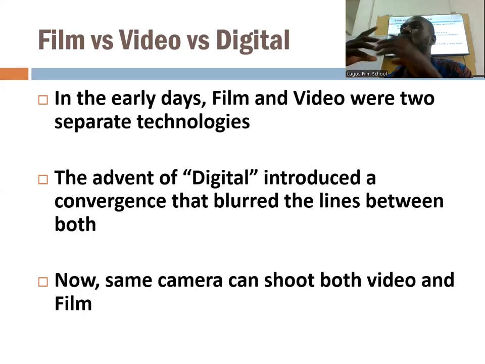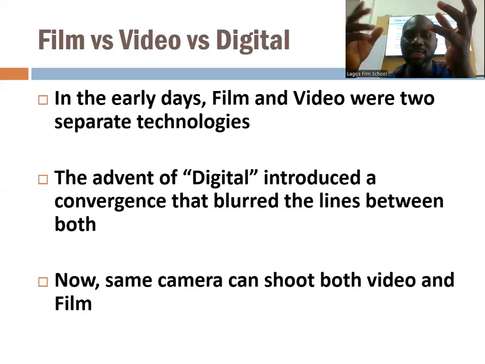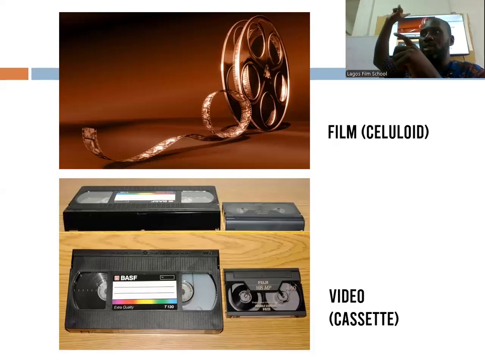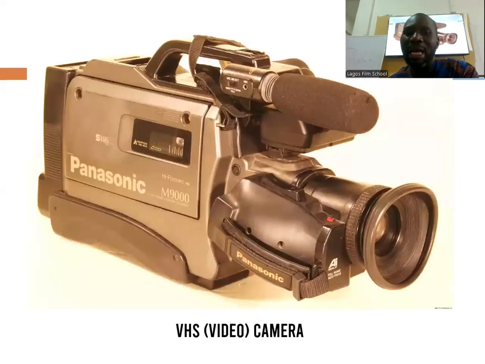In the early days, video and film used to be two separate technologies, but with the advent of digital, a convergence has come that has blurred the lines. Now, a camera can shoot both video and film. The image on top is the film celluloid. A film camera records on celluloid. A video camera records on a cassette. This is what the old analog film camera looks like. And this is an analog video camera that records on a cassette.